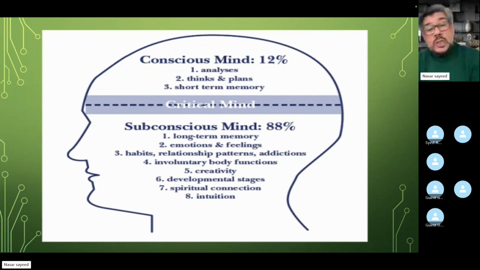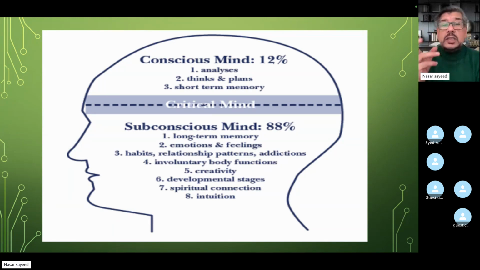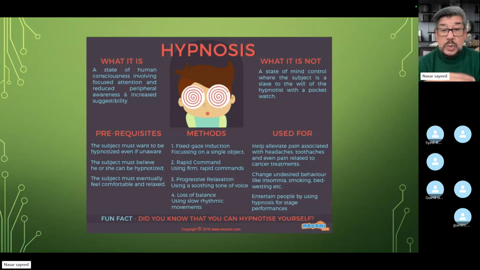And people say that there is the conscious mind and the subconscious mind, and there is a critical mind. So analysis, thinking, planning and short-term memory are the conscious mind, which is 12%. Long-term memory, emotions, feelings, habits, relationships, involuntary body functions, creativity, developmental stage, and intuition are all the subconscious mind, which we know from Freud's theory, but how much it plays a role clinically in day-to-day life, I have doubts about it.